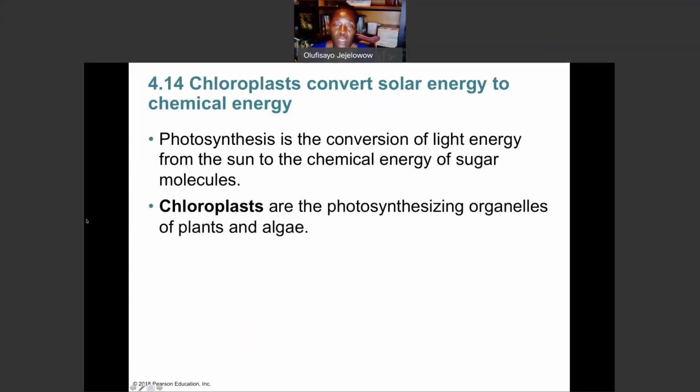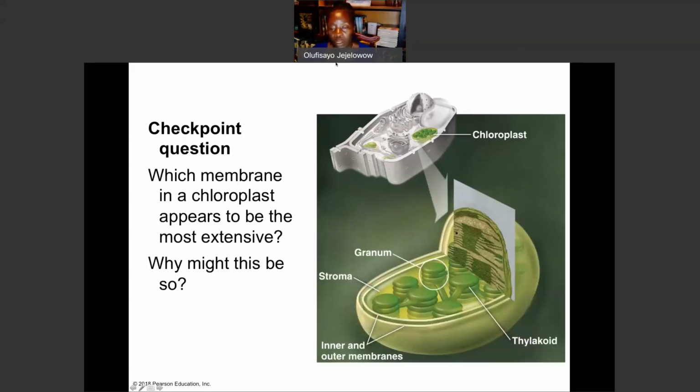In plants, there is the chloroplast, and chloroplasts convert solar energy to chemical energy. Photosynthesis is a conversion of light energy from the sun to chemical energy of sugar molecules, and the factory that performs that job in cells is the chloroplast. So chloroplasts are the photosynthesizing organelles of plants and algae. So this is the chloroplast.